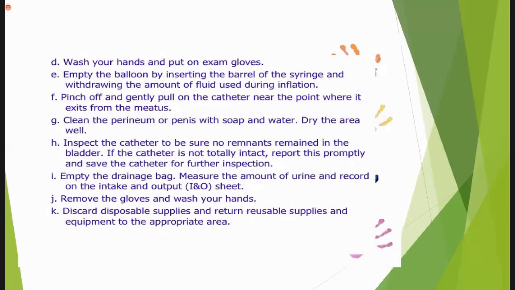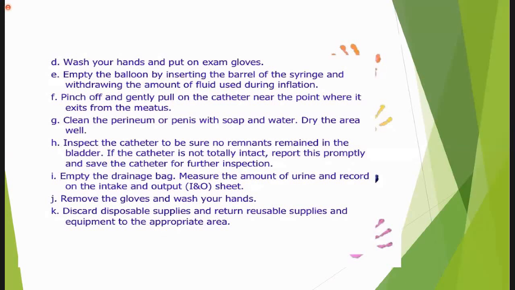Wash your hands, put on the gloves, and empty the balloon by inserting the barrel of the syringe and withdrawing the amount of fluid used during inflation. Pinch off and gently pull on the catheter near the point where it exits from the meatus. Clean the perineum or penis with soap and water. Dry the area well. Inspect the catheter to be sure no remnants remain in the bladder.